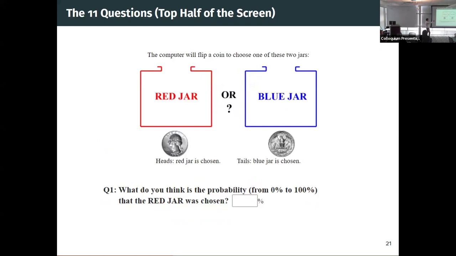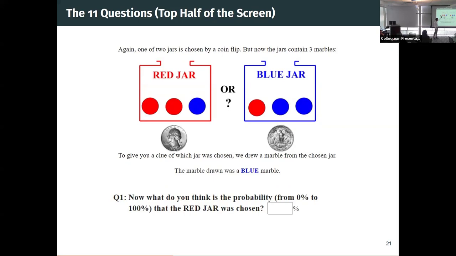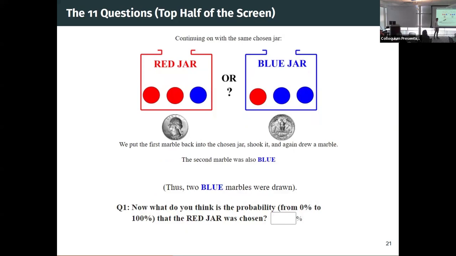I also do this one. I'm sorry to show you this 50-50 red jar, blue jar. That is the probability that the red jar is chosen. I also do this one. Here we draw a single blue marble and ask you what's the probability of the red jar. Here we draw two blue marbles. What's the probability of the red jar? And then we do this one.